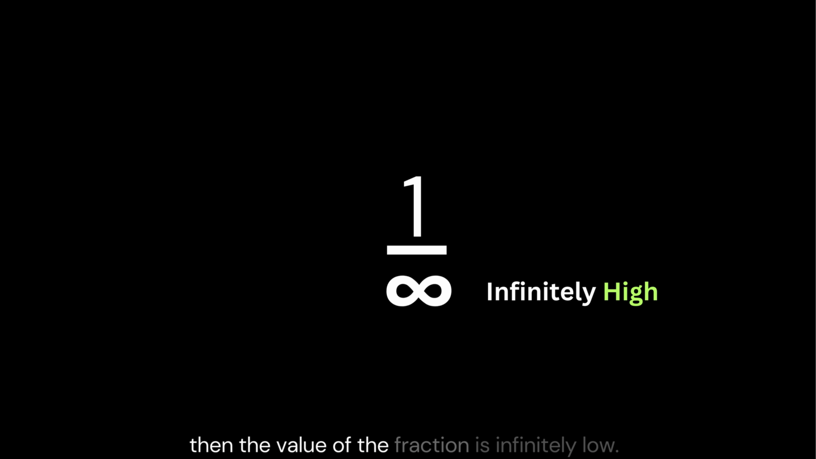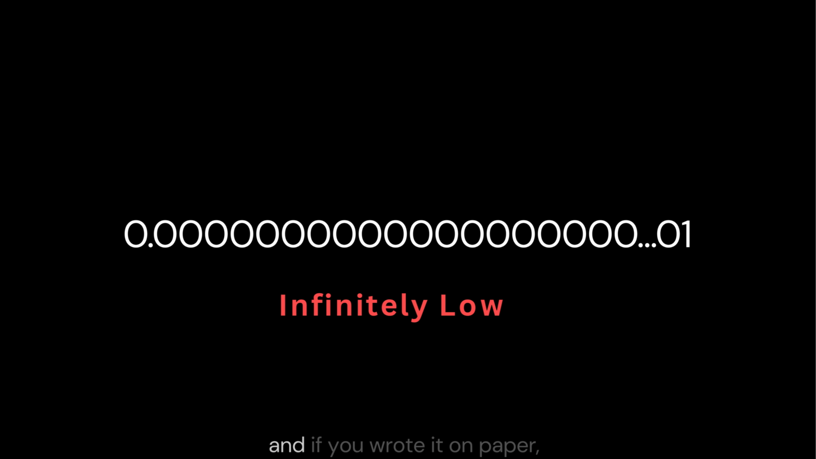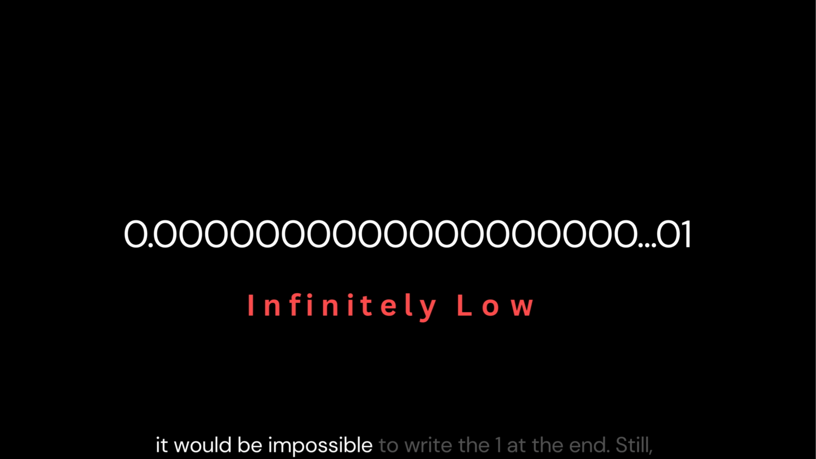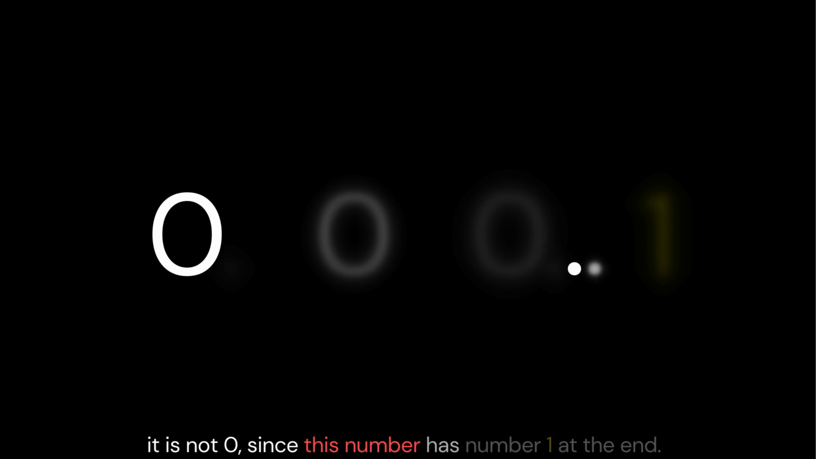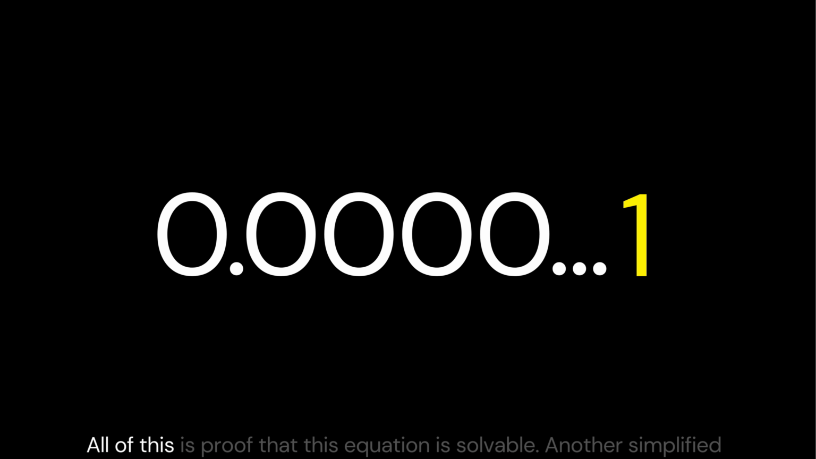So if the denominator of a unit fraction is infinitely high, like in this case, then the value of the fraction is infinitely low. One way to represent this value is a decimal point, repeating zeros, and then a 1. This is the lowest possible number because the zeros keep infinitely repeating, and if you wrote it on paper, it would be impossible to write the 1 at the end. Still, it is not 0, since 0 has no number 1 at the end. All of this is proof that this equation is solvable. Another simplified version of this equation is infinity to the power of minus 1.